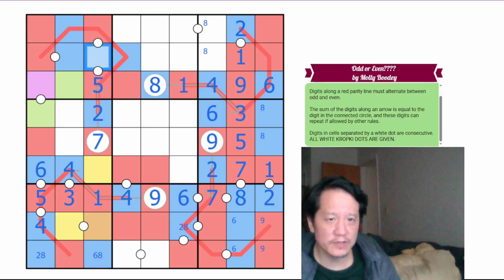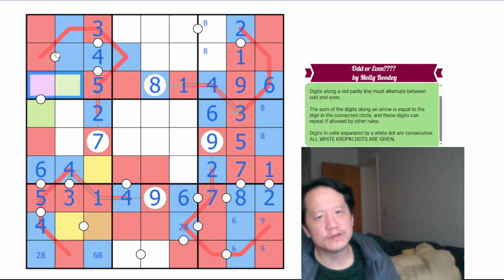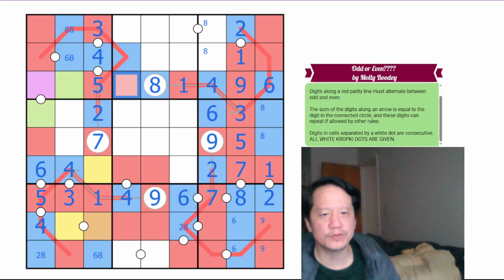5 is consecutive with 4 or 6, which would force this to be 3 or 7, but this can't be 7 because of 7 in the column, so this must be 4. This is 3. 2 has to be one of these, so this cannot be 2. This is 6, 8 as a pair. 2 can't be here. Remaining digits, so this is odd. It has to be 3 or 7. And we have 2, 3, or 7 here.